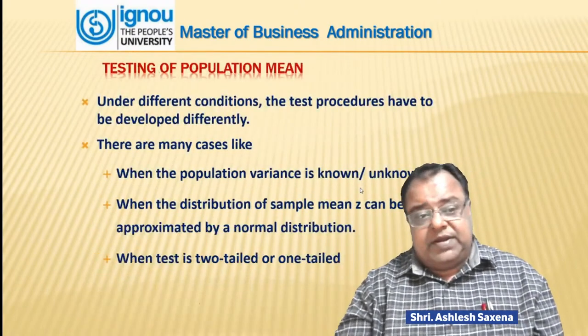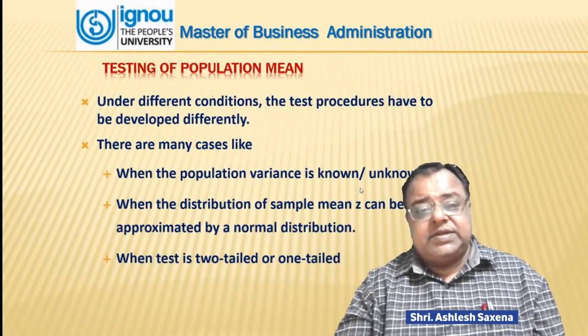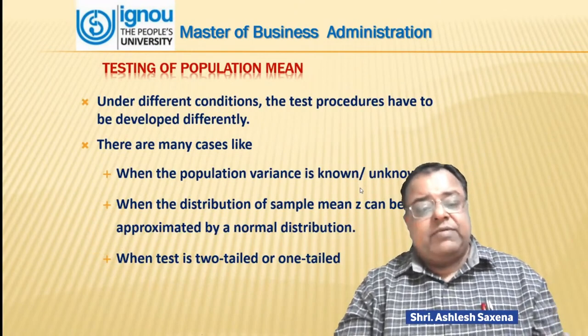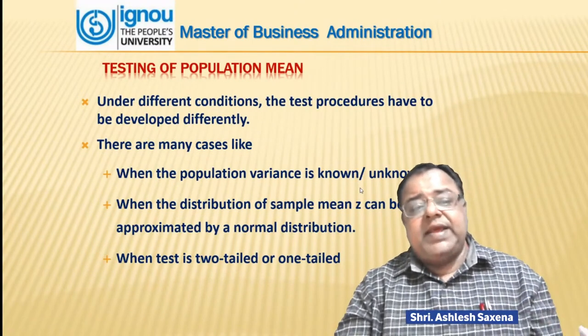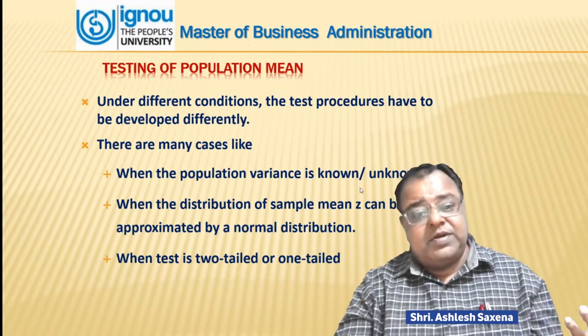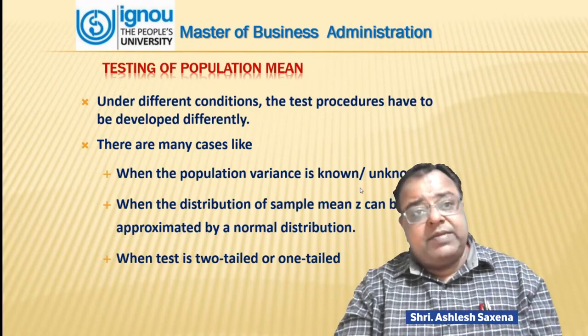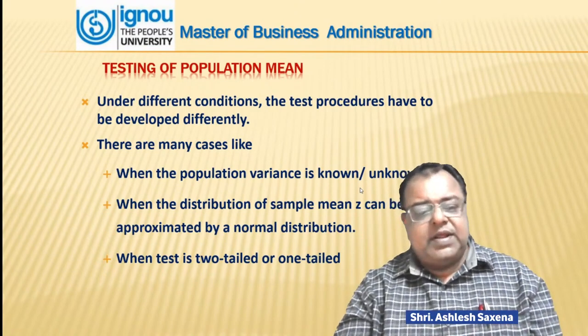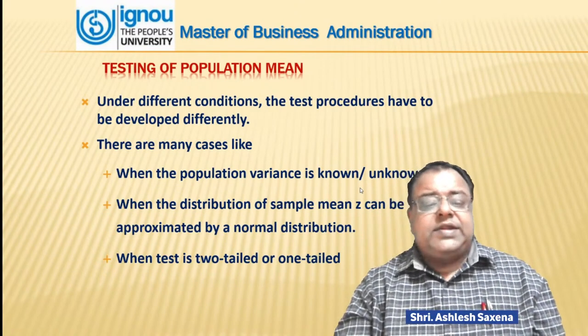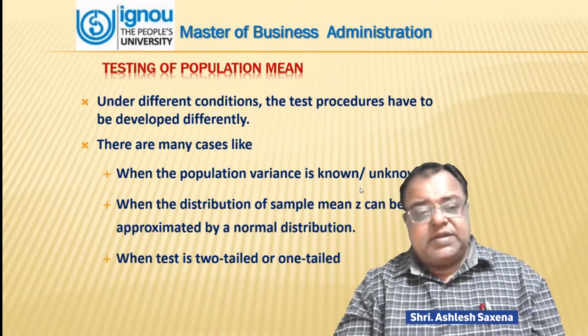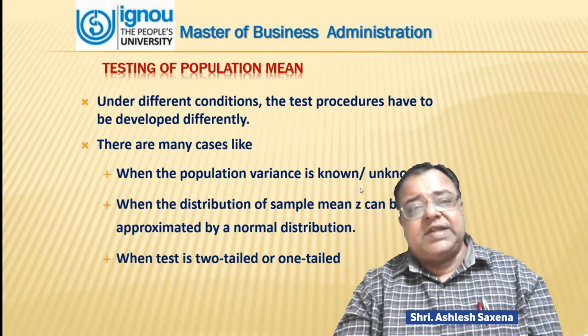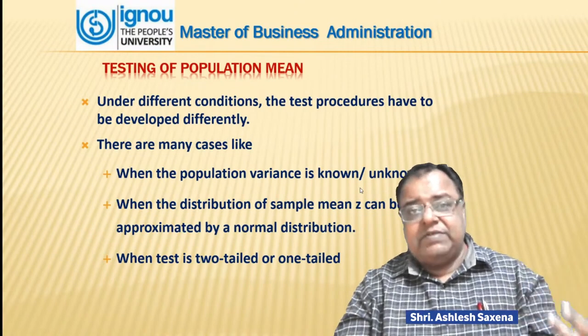Testing the population means under different conditions, the test procedure has to be developed differently. There are many cases, like when the population variance is known or unknown, when the distribution of the sample mean can be approximated by a normal distribution, and when the test is a two-tailed test or a one-tailed test. So depending upon the conditions given in the problem, we have to change our assumptions.